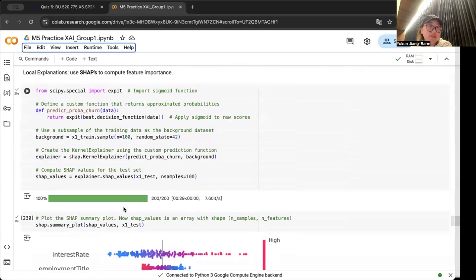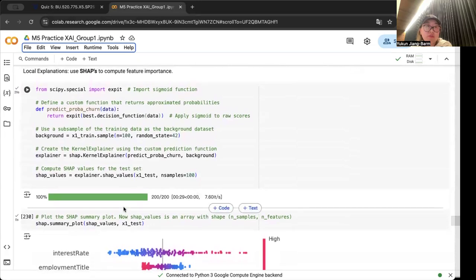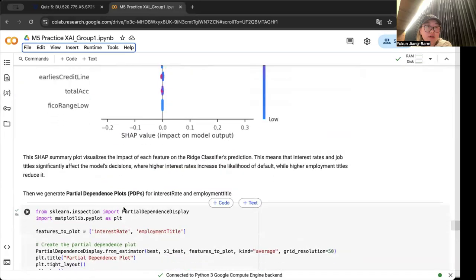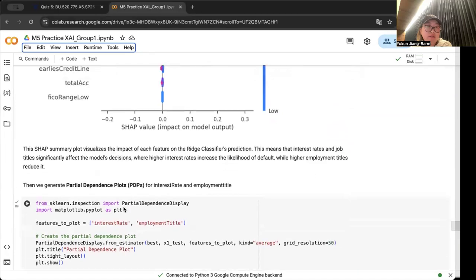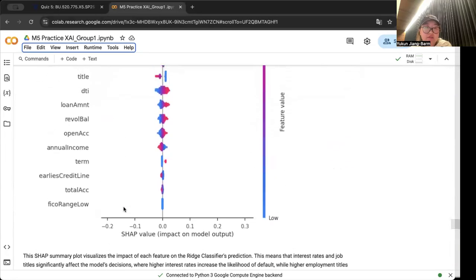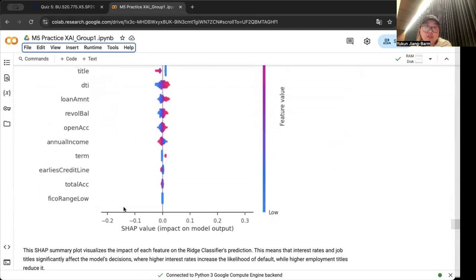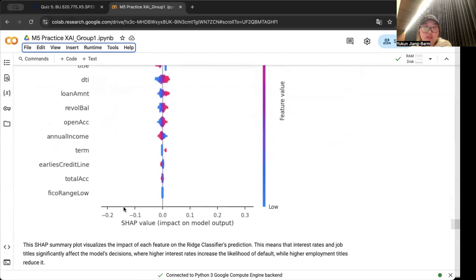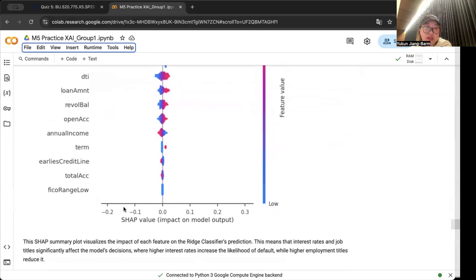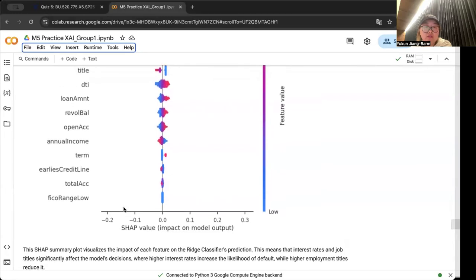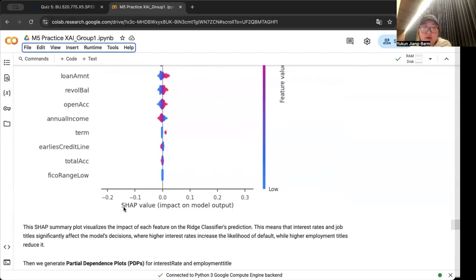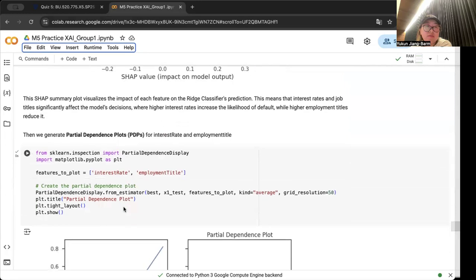And for local explanations, we use SHAP to compute feature importance. This SHAP summary plot visualizes the impact of each feature on the ridge classifier's prediction. This means the interest rates and job titles significantly affect the model's decisions, where higher interest rates increase the likelihood of default, while higher employment titles reduce it.